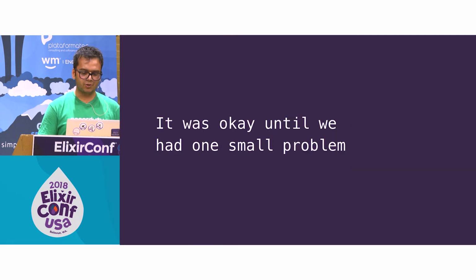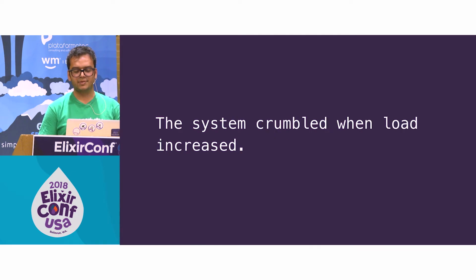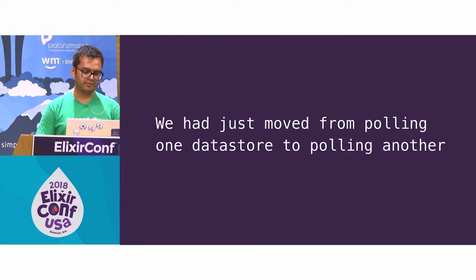It was okay until we had one small problem. The small problem was that the system crumbled pretty poorly when the load increased. When the load went up by, let's say, 10 to 15 times, because we are polling our data store, yes, a different data store, not the production data store, the system kind of crumbled. This is what we had essentially done: we had just moved polling from one data store to another. We had replaced Cassandra with Kafka.